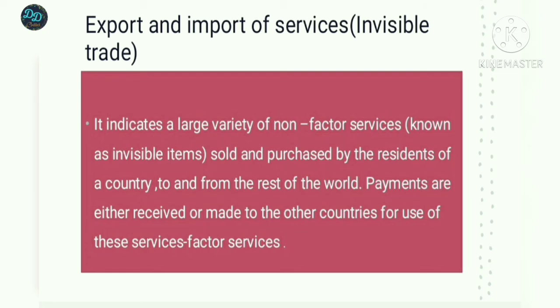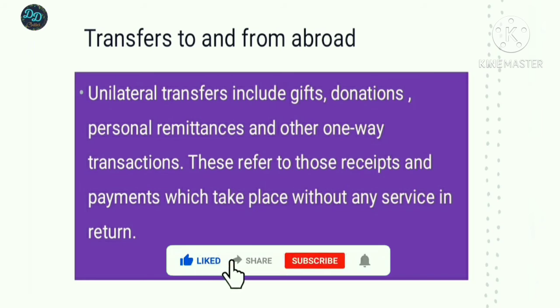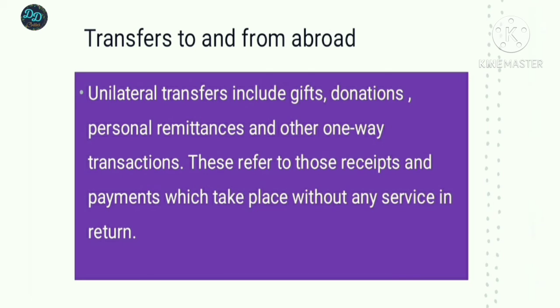The third one is unilateral transfers to and from abroad, that is one-sided transactions. These transfers include gifts, donations, personal remittances and other one-way transactions. These refer to those receipts and payments which take place without any service in return. Receipt of unilateral transfer from the rest of the world, that is from foreign countries, is shown on the credit side, and unilateral transfer to the rest of the world on the debit side. What we receive from foreign countries is on the credit side, and to foreign countries it is on the debit side.